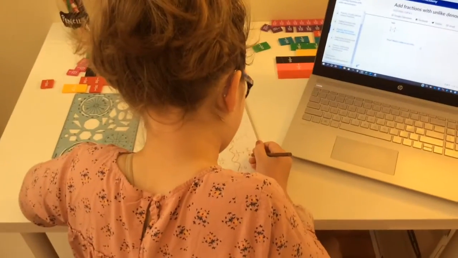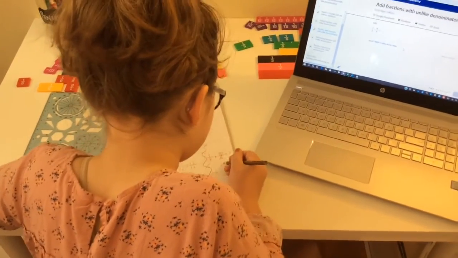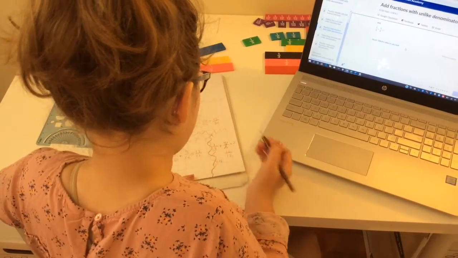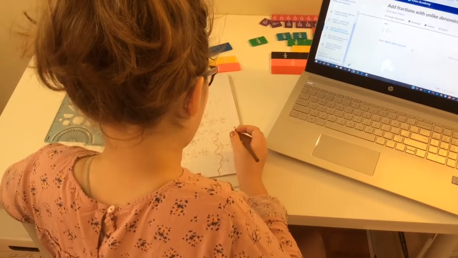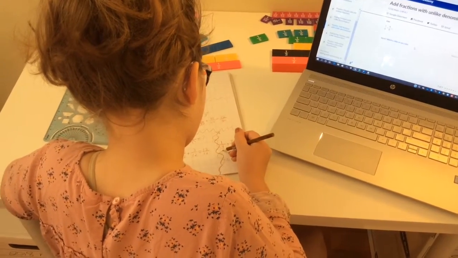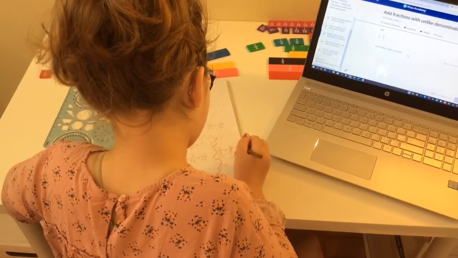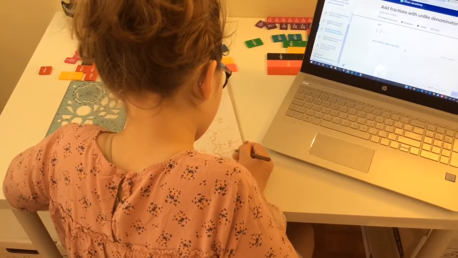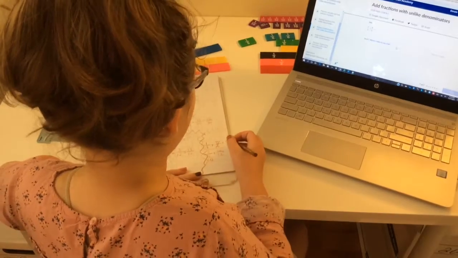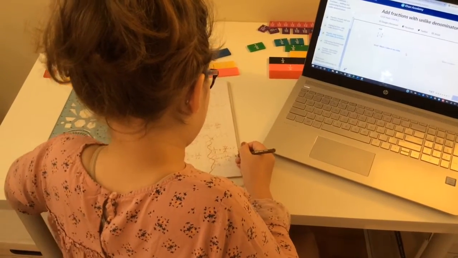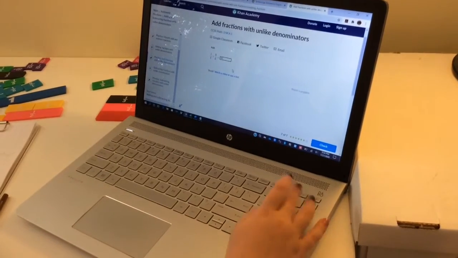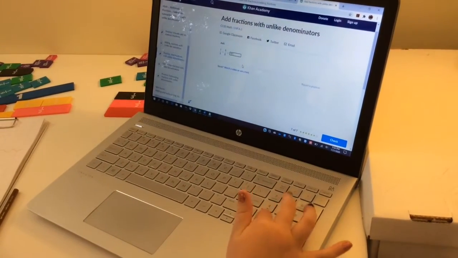And times that by 2. So the 8 is going to become 16. The 6 is going to become 12. The 1 on the 1/4 is going to become 3. And the 4 is going to become 12. That would equal 3 plus 16, 19/12. All right. So let's plug that in and see if I'm correct. 19, 12, enter.